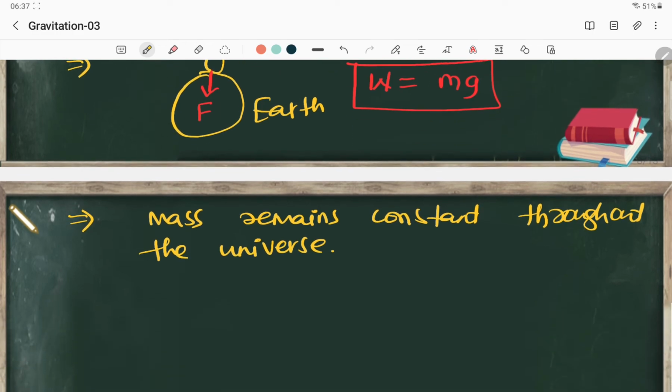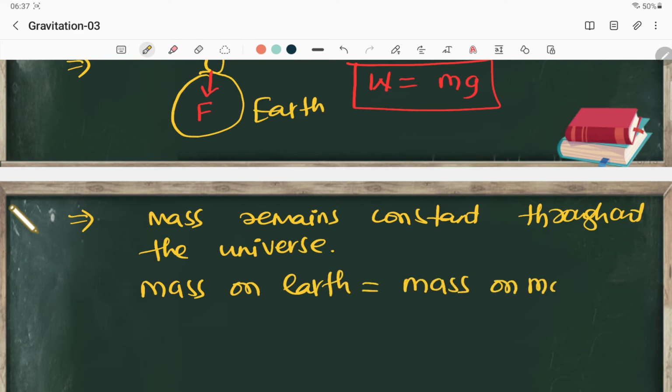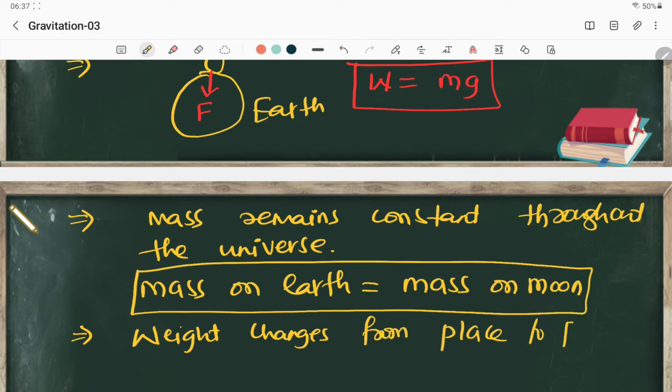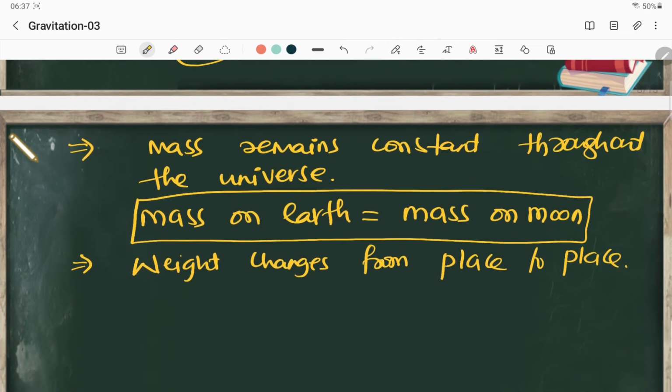Okay, mass of an object on Earth is equal to its mass on the moon also. The mass is not going to change, because mass means amount of substance. But weight will change. Weight changes from place to place, as in from Earth to Sun to Moon to some other star, some other planet. Why is it changing?